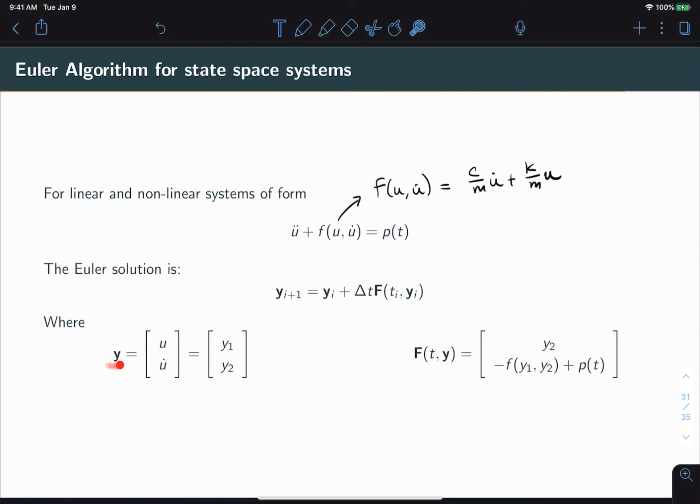where our vector y is what we defined previously, and our function f in a more general form looks like the following. But again, if you were to replace the f with the linear system version, you would get exactly what we got in the previous slide for our f function.